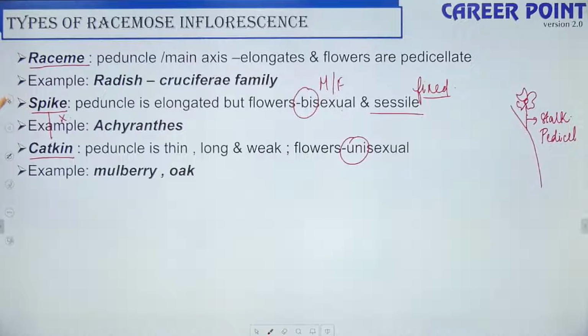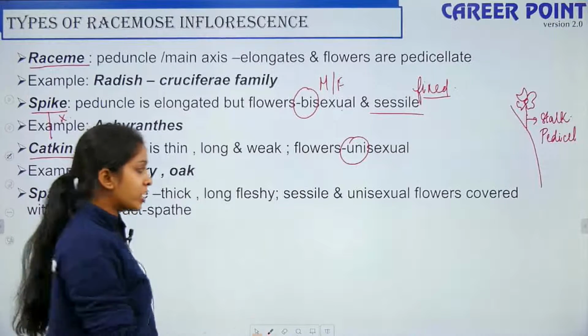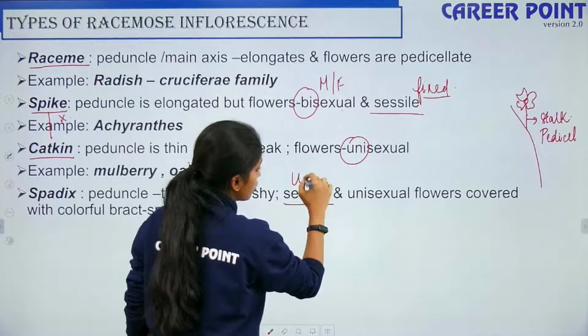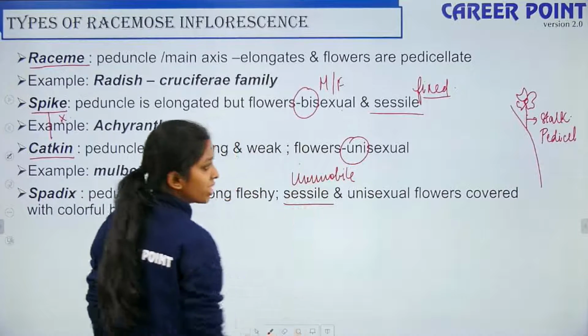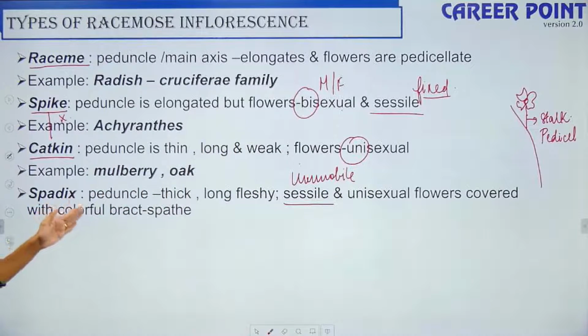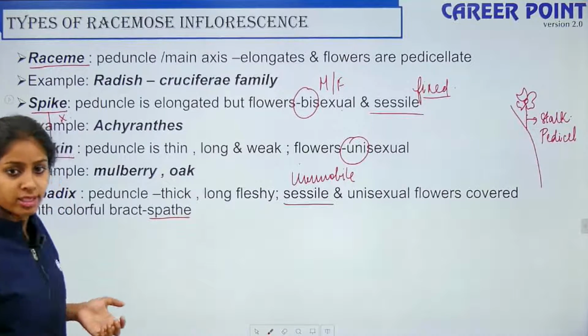Yes? Okay, the next one is spadix. The peduncle is thick, long and fleshy. It is also sessile, so it is also immobile, it cannot move. It is unisexual. Flowers are covered with a colorful bract, and the colorful bract is known as spathe. Okay?